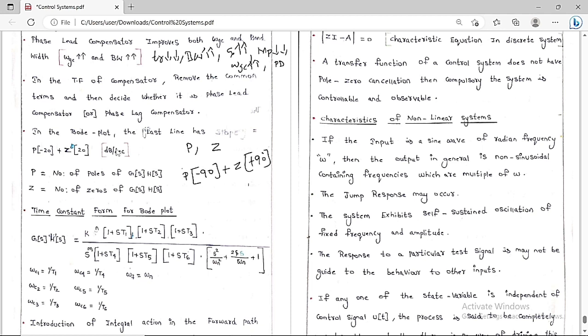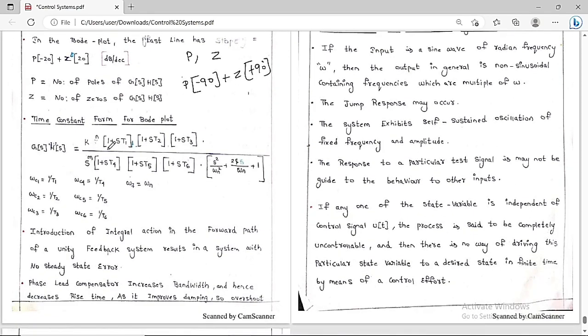So this is also easy to remember. Therefore, if you listen carefully, in the case of Bode plot analysis, the last line has a slope equal to P into -20 dB per decade plus Z into +20 dB per decade. P indicates the number of poles of the open loop transfer function G(s)H(s), and Z indicates the number of zeros of the open loop transfer function G(s)H(s). In the same manner, the phase angle contributed by the last line is P into -90 degrees plus Z into +90 degrees. So always keep this point in your mind.